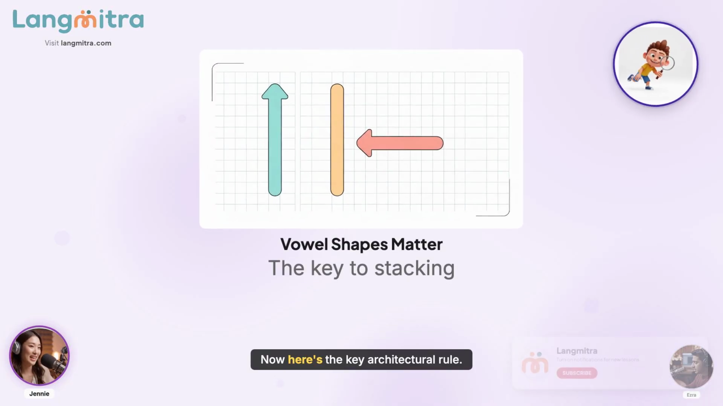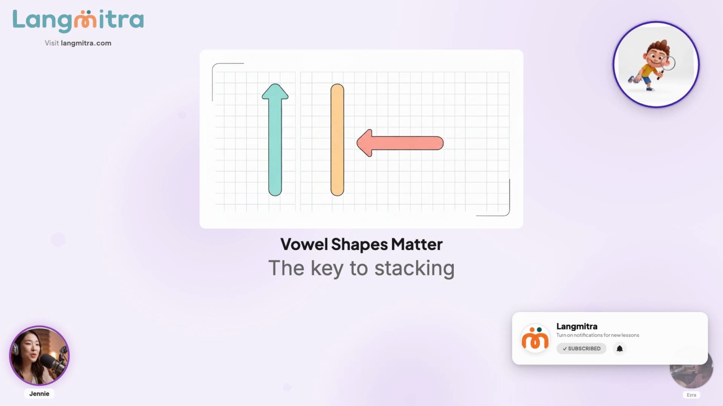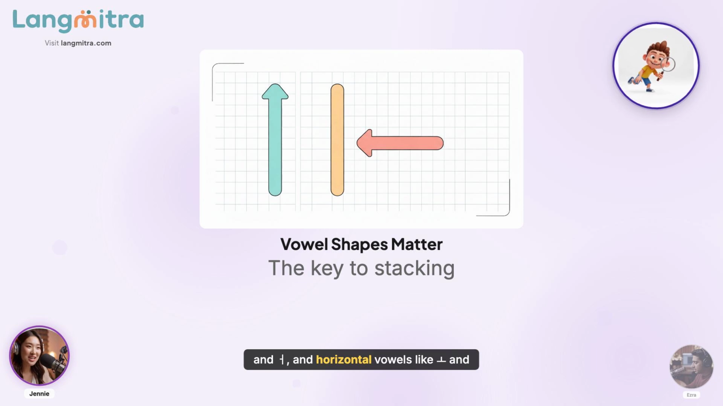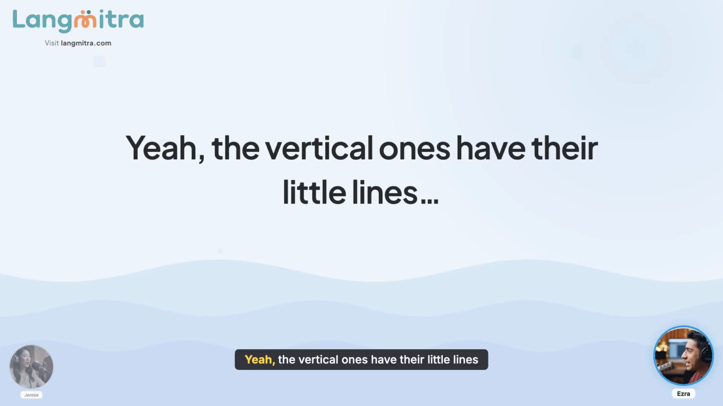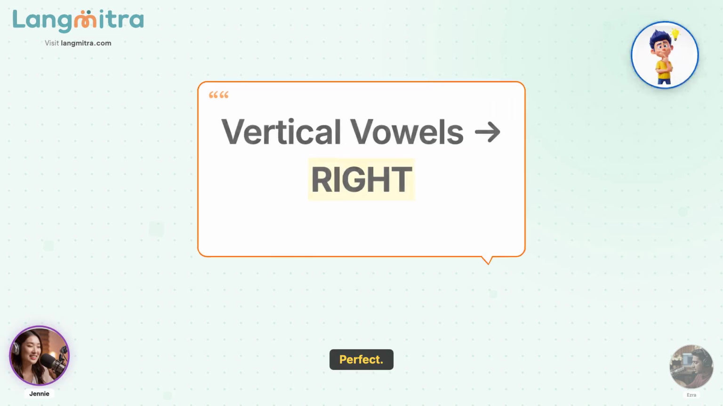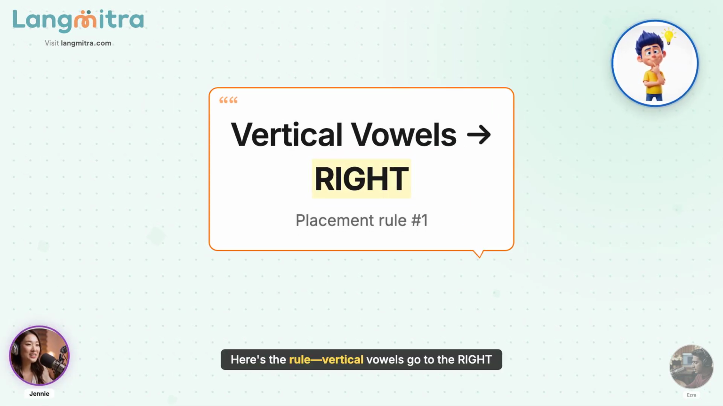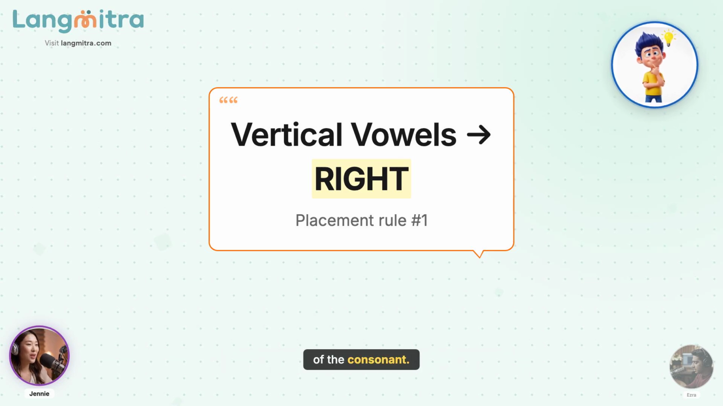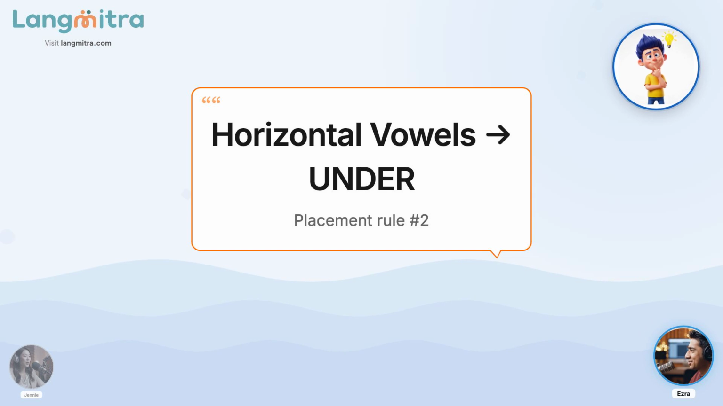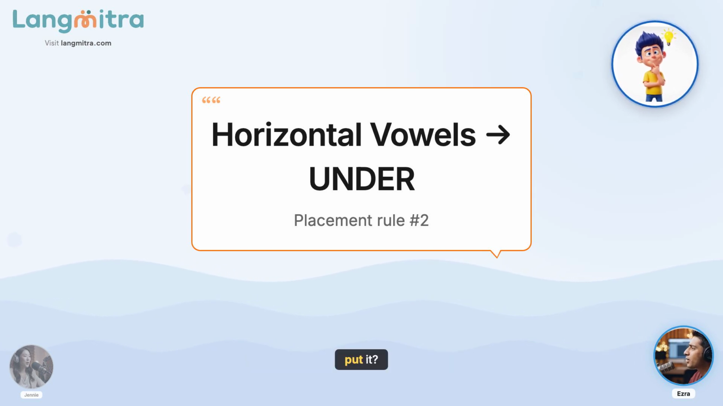Right. Now here's the key architectural rule. Remember how we learned vertical vowels like a and horizontal vowels like o and u? Yeah, the vertical ones have their little lines sticking out to the side, and the horizontal ones have lines going up or down. Perfect. Here's the rule. Vertical vowels go to the right of the consonant. Horizontal vowels go underneath the consonant. Oh, so the vowel shape tells me where to put it.